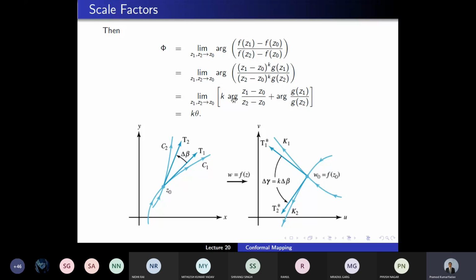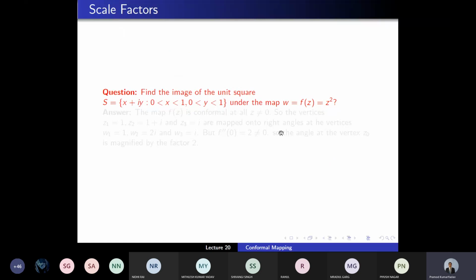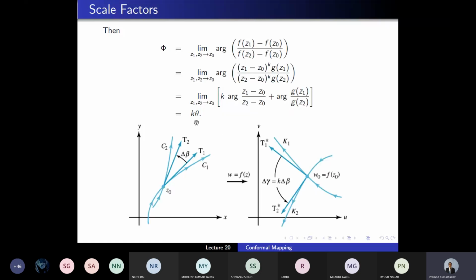So we may take the limits like this. In the argument, k times will come out, and then the argument of g(Z1) by g(Z2). So when Z1 and Z2 tend to Z naught, it becomes k times theta. So theta is the angle. What was the angle theta? Theta was the angle between C1 and C2. So this phi is magnified by the factor k.